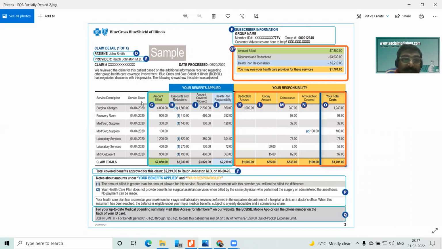Okay. So here you have the service description. What is the service which is done? Here you have the date of service. Here you have the amount billed. This is what your doctor charges for these services. Here you have the discounts. This discounts amount, I'll show it to you.